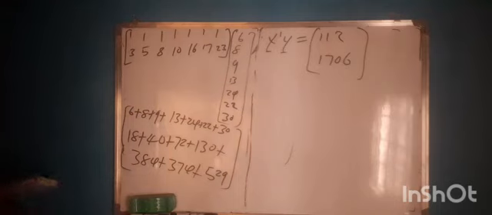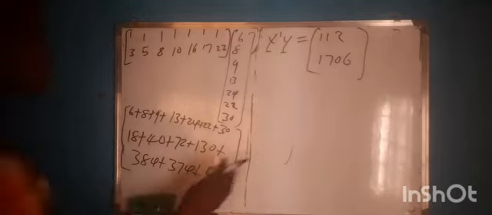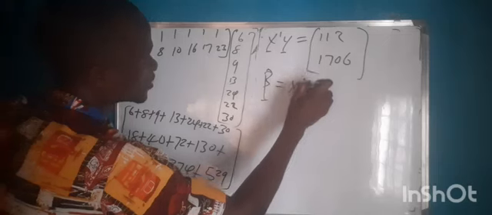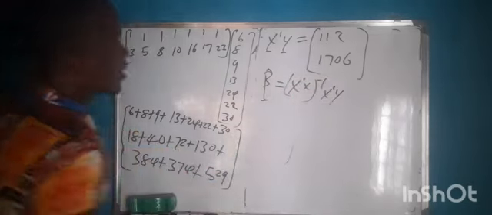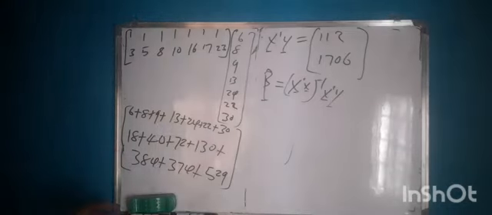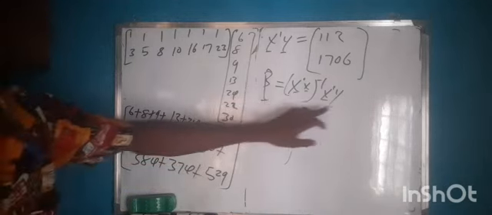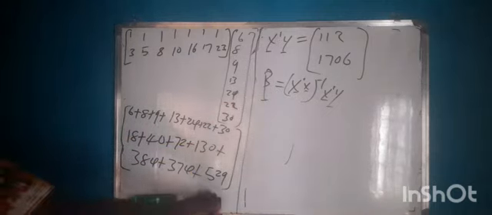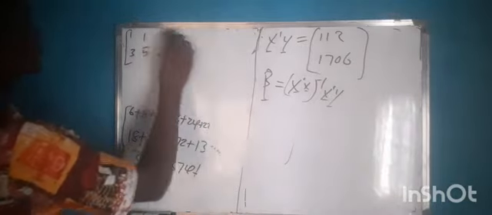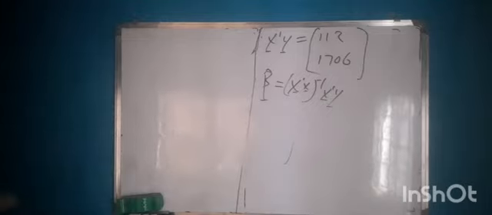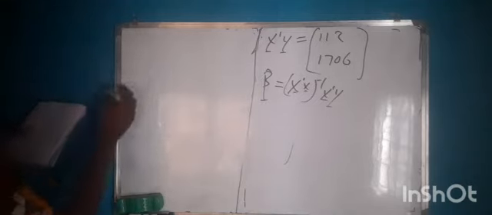Okay? So now that we have gotten our X transpose Y and also X transpose X inverse, the formula says beta cap is equals to X transpose X inverse multiplied by X transpose Y. We have gotten the value of X transpose X inverse and also X transpose Y. So we're going to multiply the value that we have here with this to give us, let's perform it together. This is the value of our X transpose X inverse.